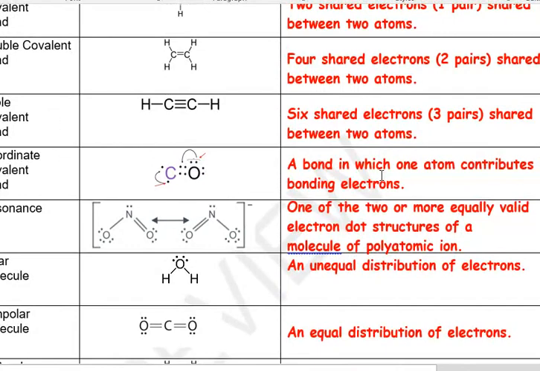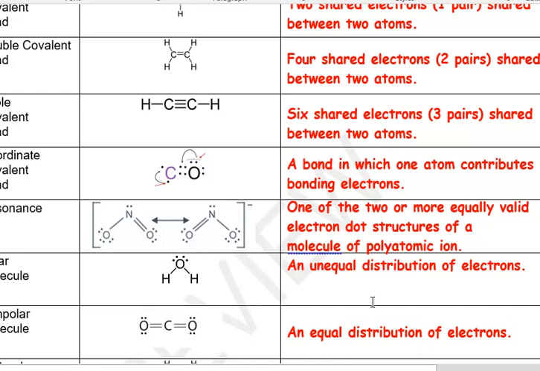Coordinate covalent bond is the idea that a bond in which one atom contributes both bonding electrons. In this case, oxygen has more. It's contributing to its coordinate covalent bond. Resonance is one of the 2 or more equally valid electron dot structures of a molecule or polyatomic ion. So then here, remember, resonance, you're going to put a double-sided arrow between resonance structures.